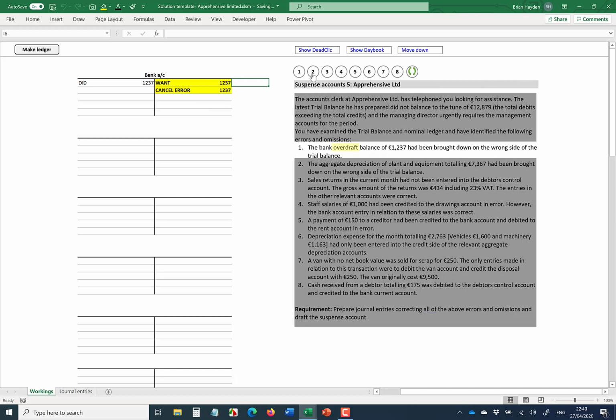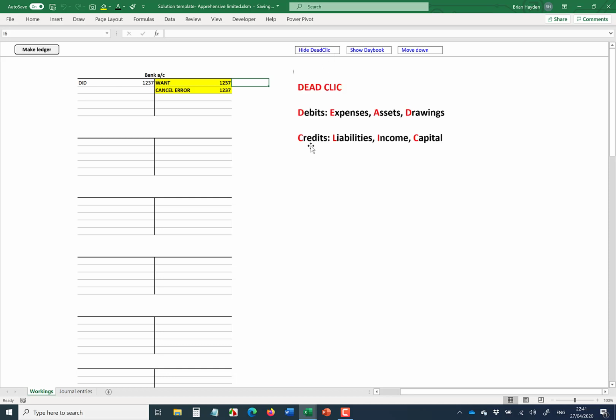So I'll go to item number 2. Okay, so you're told the aggregate depreciation of plant and equipment totaling 7,367 had been brought down on the wrong side of the trial balance. Now, aggregate depreciation, if I just momentarily show dead clic, remember aggregate depreciation appears in the balance sheet, so it has to be one of assets or liabilities, capital or drawings, and it's a special type of liability known as a provision. So aggregate depreciation is a liability of a special type. Its balance should go on the credit side.